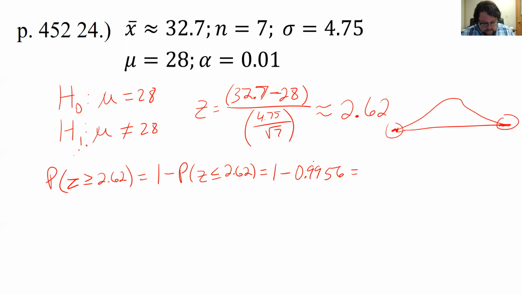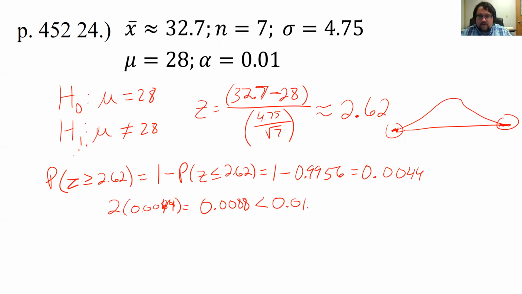So the probability is 0.0044. Now, that's not what we're going to compare to alpha. Since this is a two-tailed test, we're going to multiply that by 2. Oops, I'm getting ahead of myself. Multiply it by 2. So 0.0088. Now the question is, how does that compare to alpha? And again, that is smaller than alpha. That's our alpha value. So we're going to reject the null hypothesis.